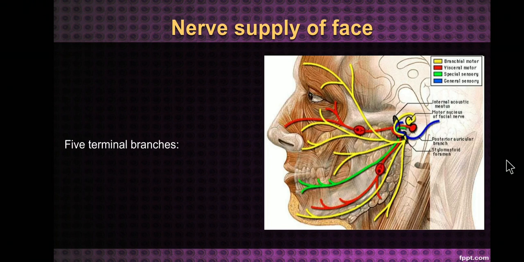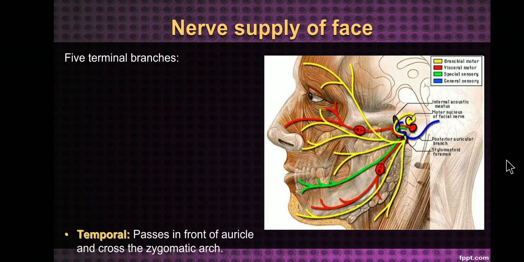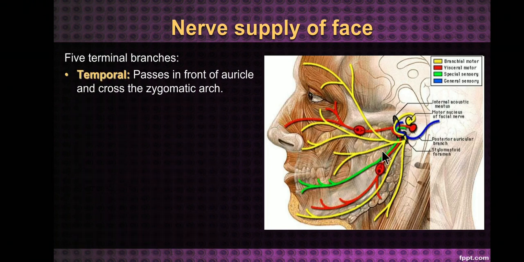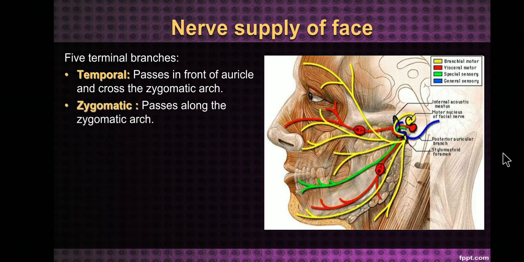So mainly 5 terminal branches. The temporal branch passes in front of the auricle, crosses the zygomatic arch, and it is going to supply the upper part of Orbicularis Oculi and the frontal belly of occipitofrontalis.